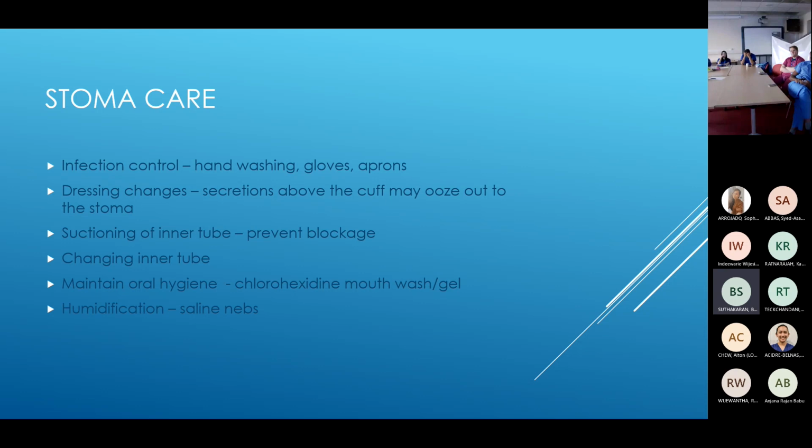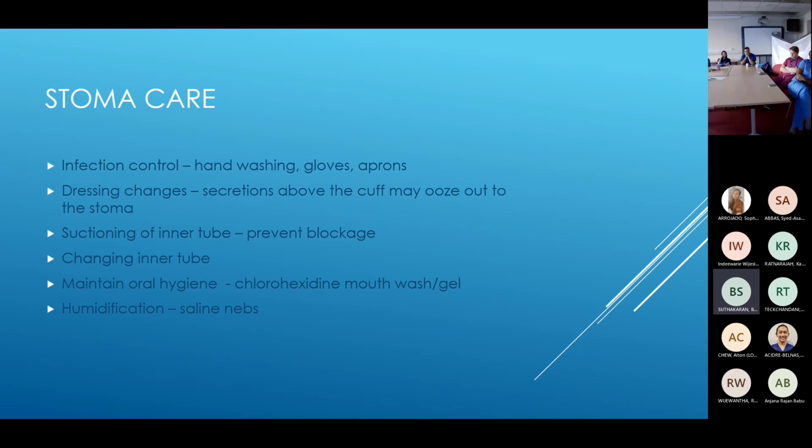You can do suctioning of the inner tube. You would do this when you have visible or audible secretions, desaturations or increased coughing in the patient, or even absent breath sounds, and also just to maintain the patency of the tube itself.